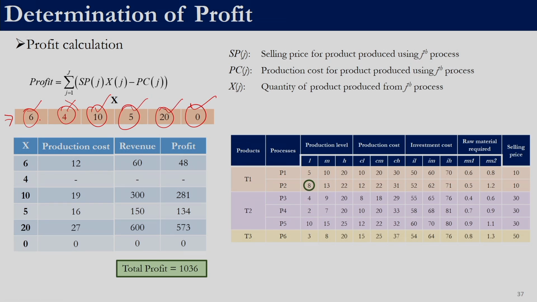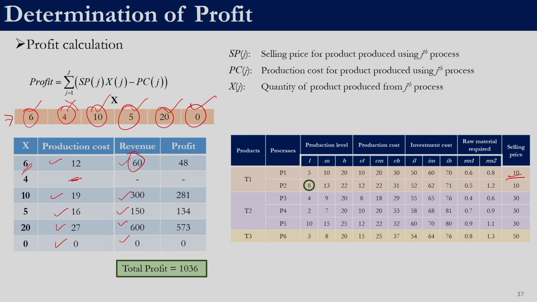So, for whichever process satisfies the domain constraint, we can calculate the production cost. Remember those 2 equations: you need to see whether it is between L and M or M and H, and use the appropriate equation to calculate the production cost. And we can also calculate the revenue. Revenue in this case is 6 into 10, so that is 60.